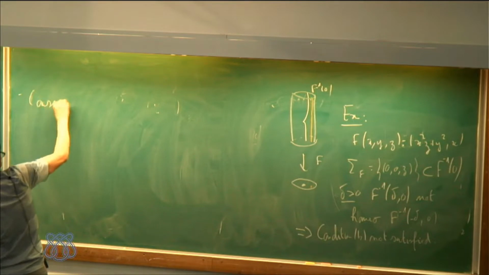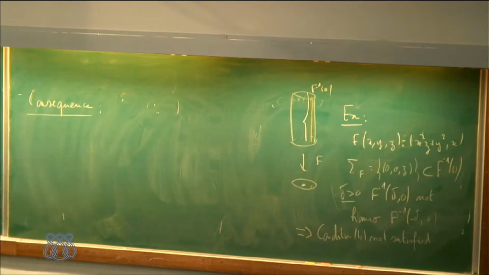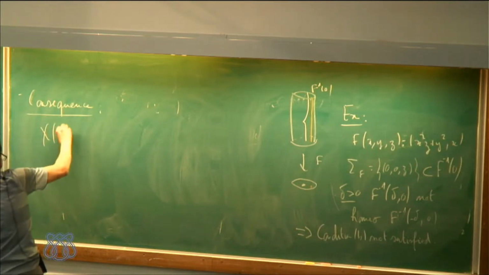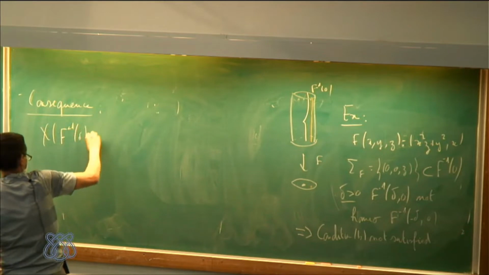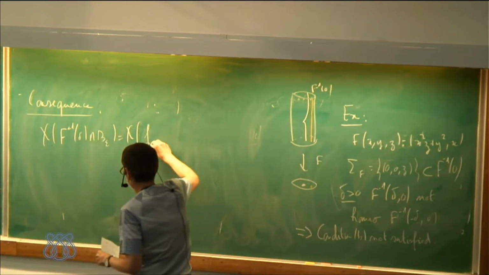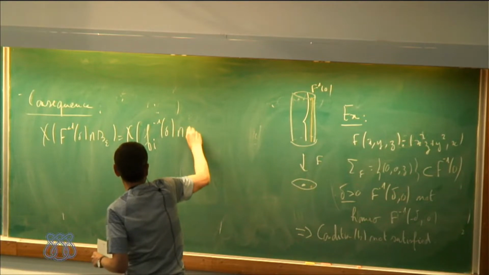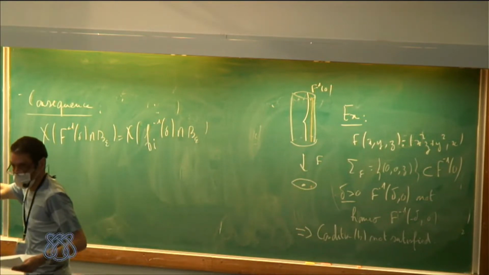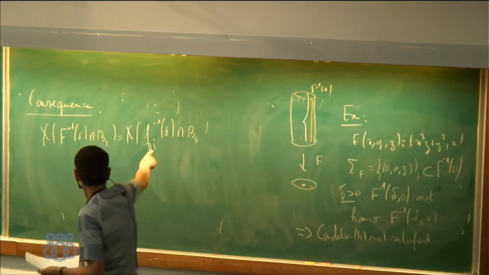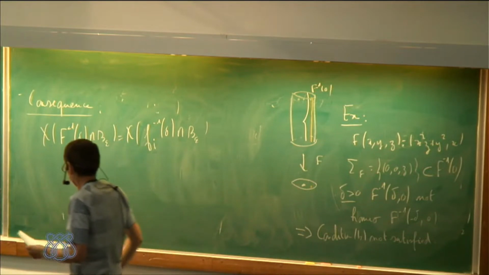consequence, let's say. Then first we see that the Euler characteristic of the Milnor fiber of capital F is equal to the Euler characteristic of the Milnor fiber of any Fi, applying this Milnor question. And then this we can compute, at least in some cases, by what I explained before.